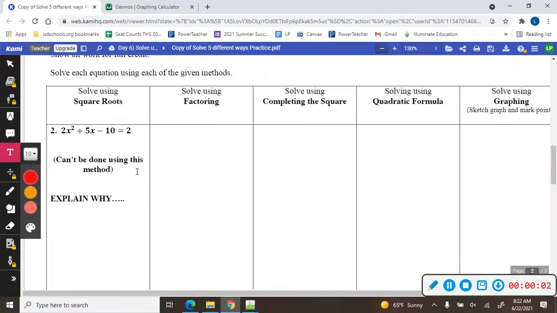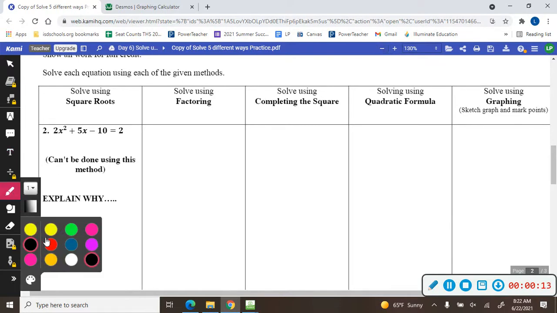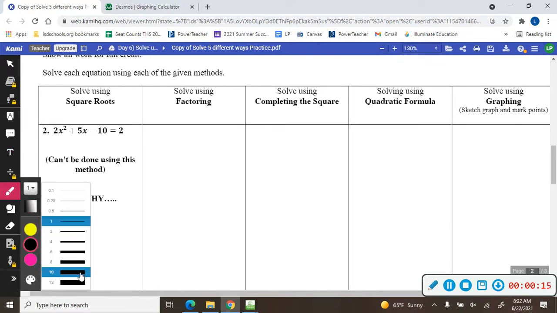So we are going to solve 2x squared plus 5x minus 10 equals 2. We're going to solve that 5 different methods. Now the first method, we can't use square roots.